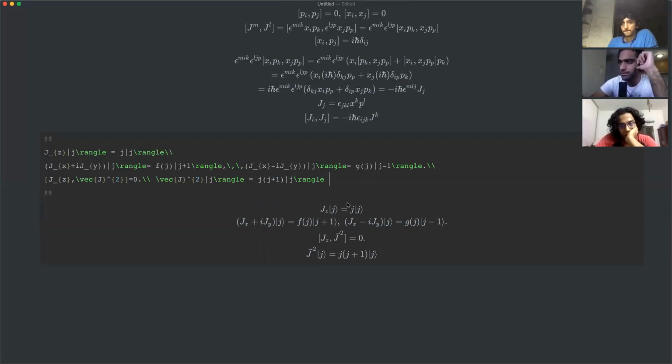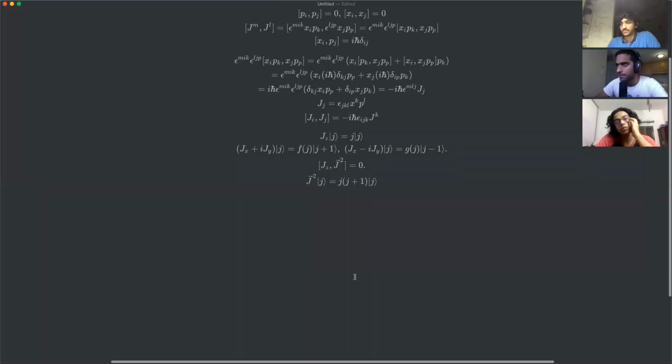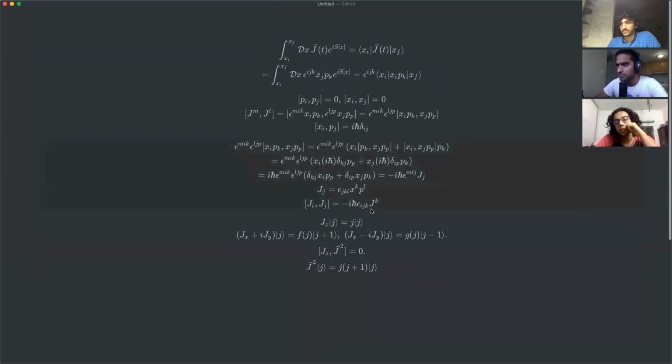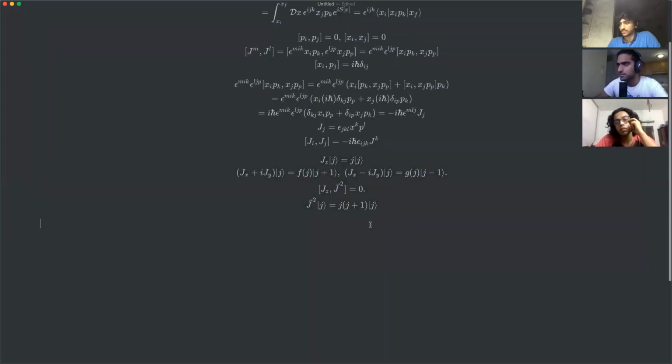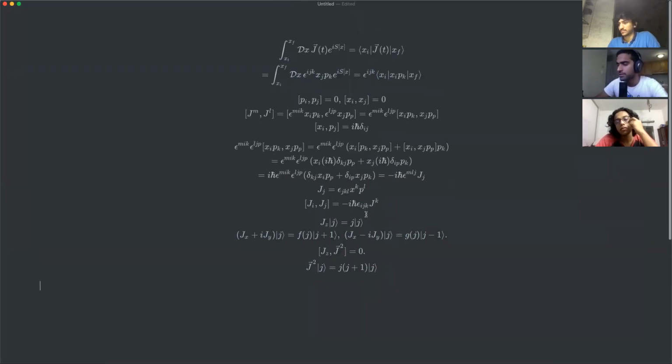Anyway, this is a rudimentary SU2 representation here. Why SU2? Because it's SO3, because it's the rotation group. So all that to say that spin in quantum mechanics is fascinating. Angular momentum in quantum mechanics is a fascinating thing.